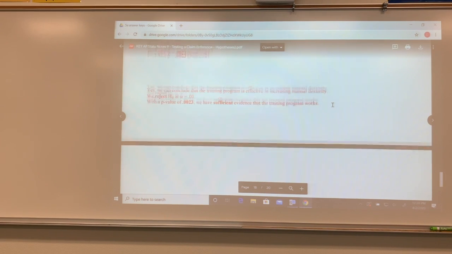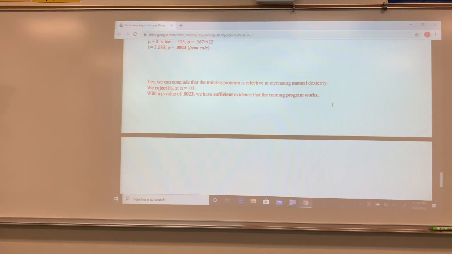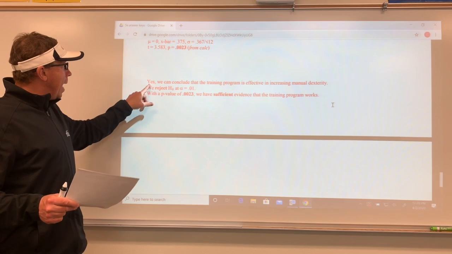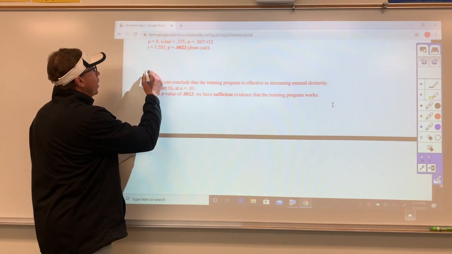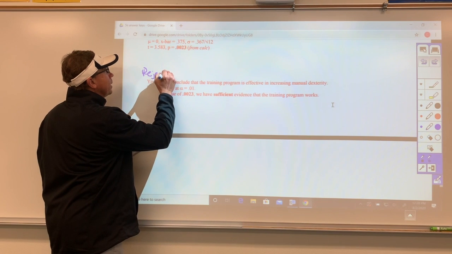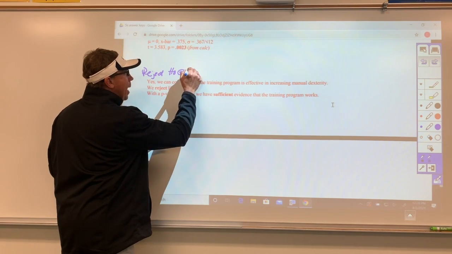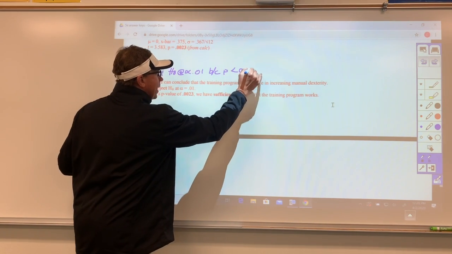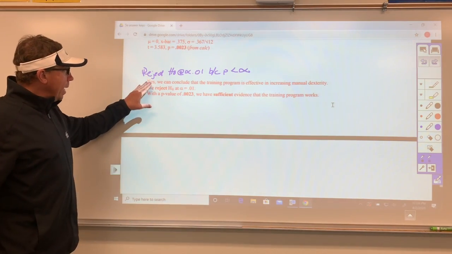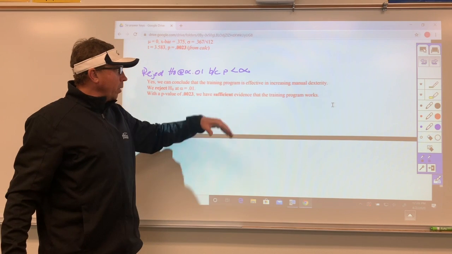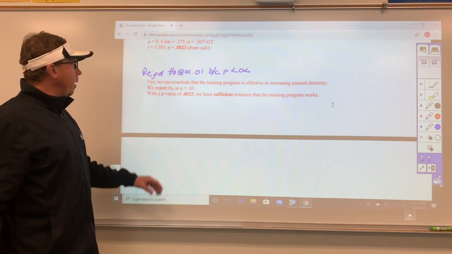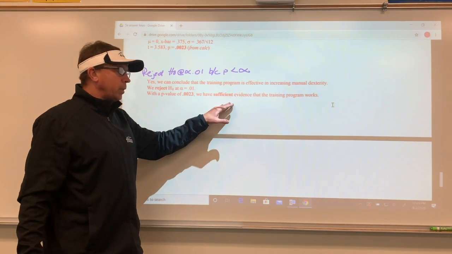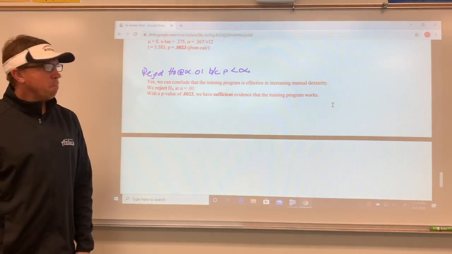Now, what we're going to do next here is we're going to do our conclusion. And our conclusion is going to be, can you conclude there's an increase? Yes. Probably the first thing you're going to write is reject H0 at alpha 0.01 because the p-value is less than alpha. That's a good little opening sentence. Yes, we can conclude that the training program is effective in increasing manual dexterity. We reject H0 at 0.01, and because of the p-value, we have sufficient evidence that the training program works. Okay, there's lots of ways to write this, but that's the idea.